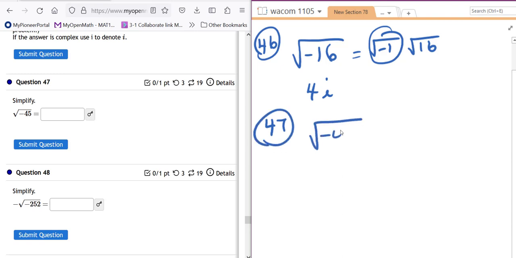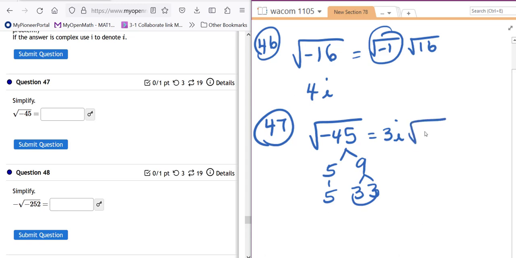Square root of negative 45. Right. First of all, we're going to take out the i, and then we'll break down the 45. We have 5 times 9. 5 is going to stay. 9 is 3 times 3. So you're going to take a 3 outside with your i. We'll just put it in front, and we're going to leave the 5.